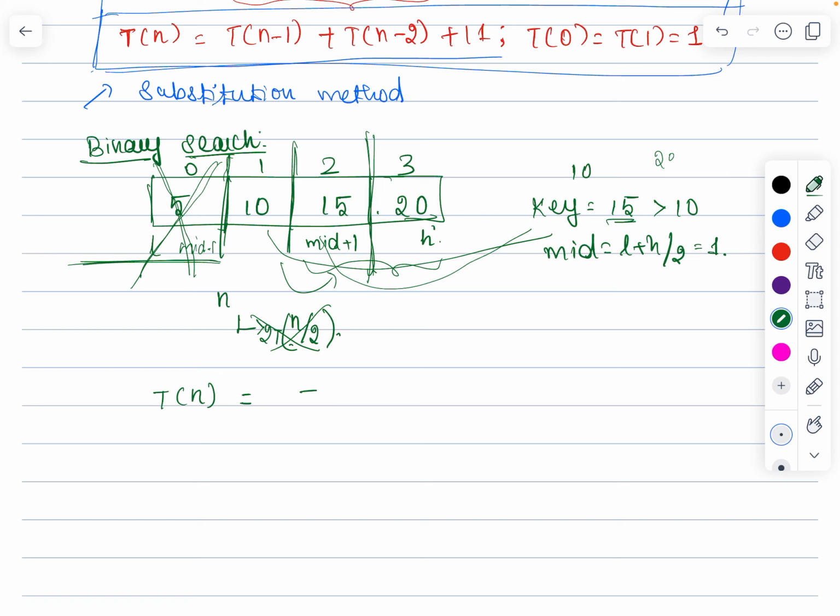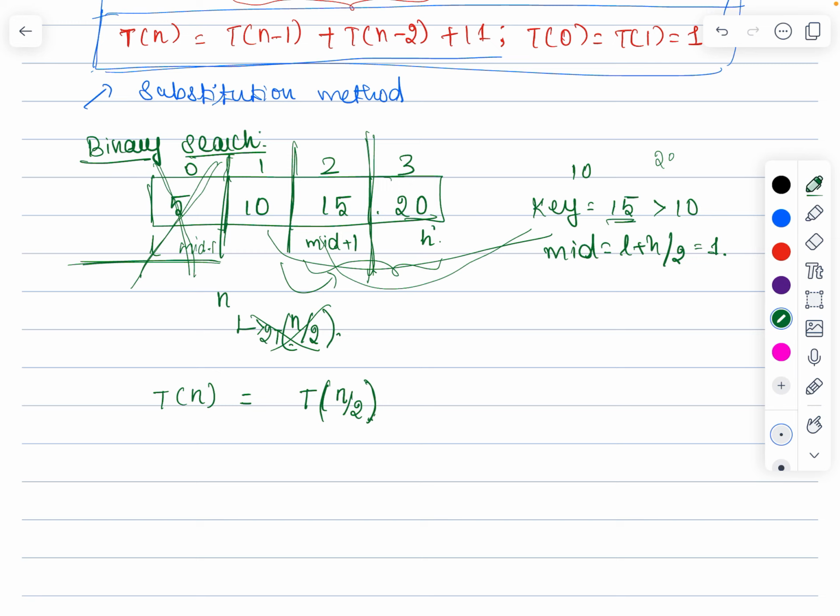Every time we are dividing the problem, so when you write the recurrence relation, the dividing function will be involved. For example, if the problem size is n, every time after finding out the mid element and making the comparison, if the mid element and key are not equal, the list is immediately subdivided into 2. We are getting 2 different sub problems. What is the size of the sub problem? It is n by 2.